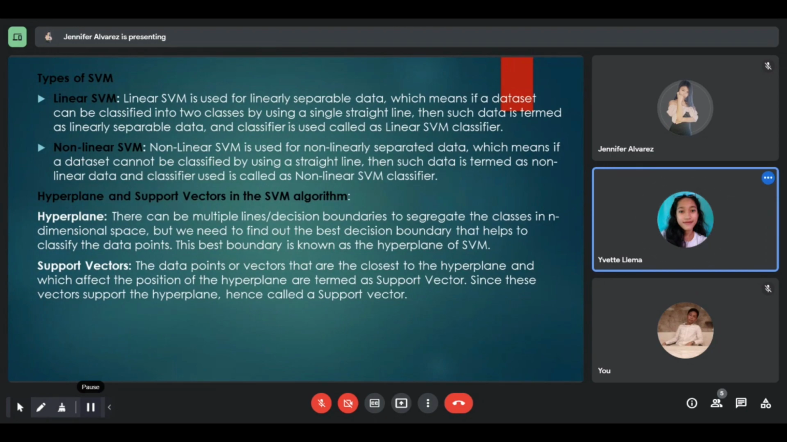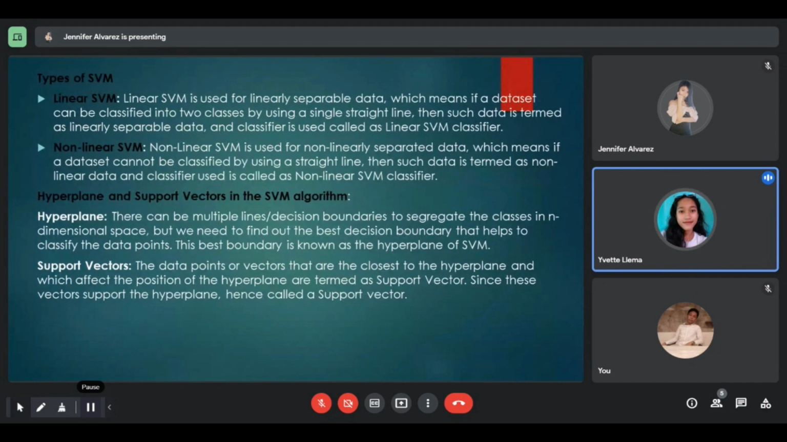Then nonlinear SVM is used for non-linearly separated data, which means if a dataset cannot be classified by using a straight line, then such data is termed as non-linear data, and the classifier used is called a nonlinear SVM classifier.